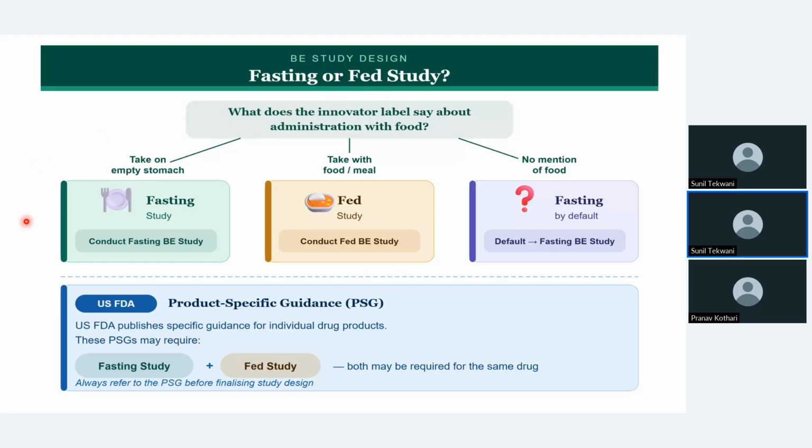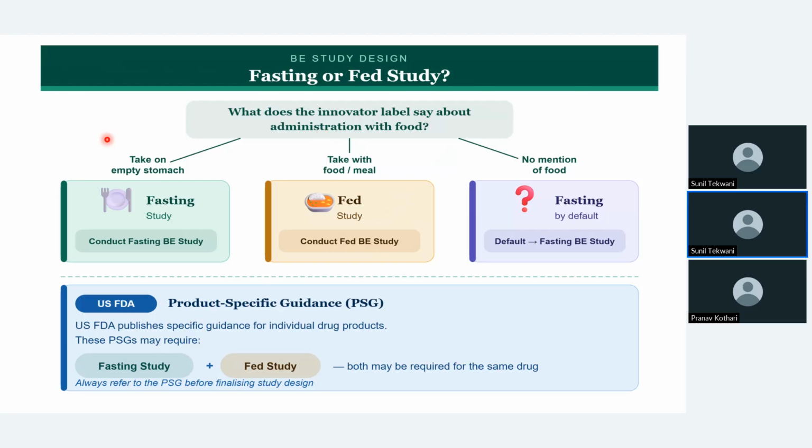It depends on the labeling. If the innovator product label mentions that the drug has to be taken on empty stomach, then you must perform the BE study on empty stomach, fasting. If the SPC or the labeling mentions take the drug with food or meal, then you have to do a fed study, where at 7 a.m. you will serve a high calorie, high fat breakfast.